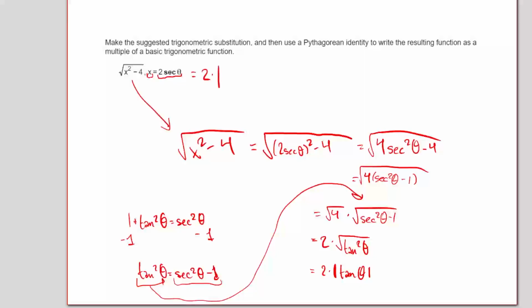2 times the absolute value, this bar means the absolute value, of tangent theta. That's because we can't just cancel out the square root and the squared; we have to write it as an absolute value, because the square root always has to be positive, and the absolute value will make sure that it's positive. So right here we just plug in the x value and we get this. We expand it out, we factor, and then we use a trigonometric identity to simplify.